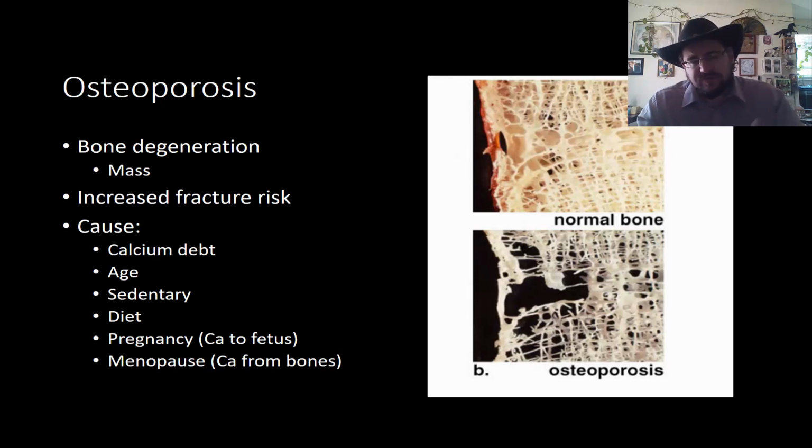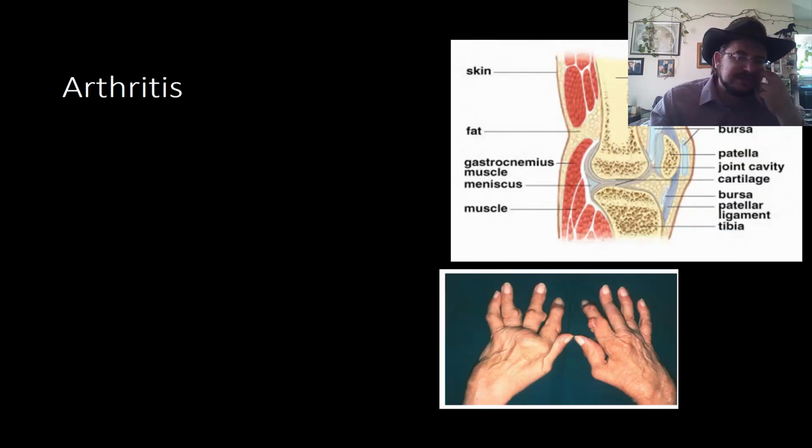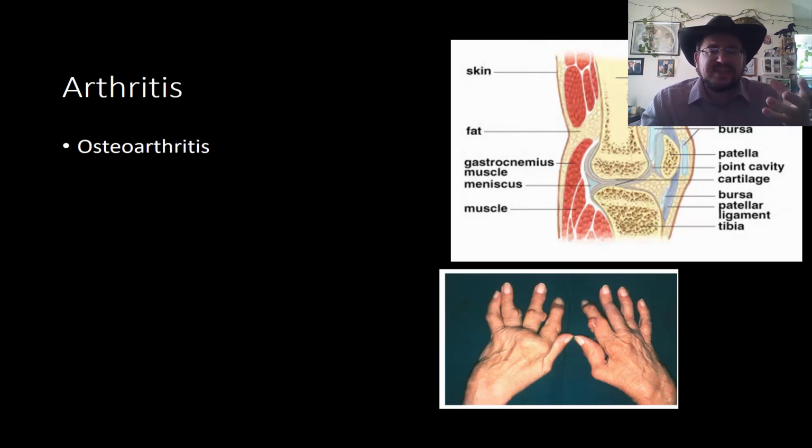Okay, so we've hit fractures. We've hit sprains, osteoporosis. Next up is arthritis. There are actually two types of arthritis. So osteoarthritis is breakdown of the joints due to wear and tear. A lifetime of using your joints will lead to them sort of getting broken down.